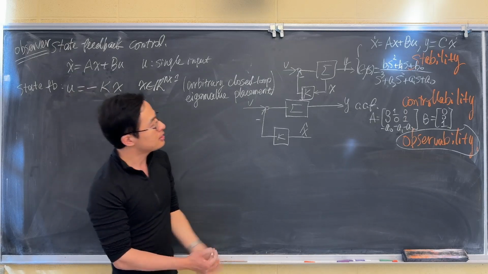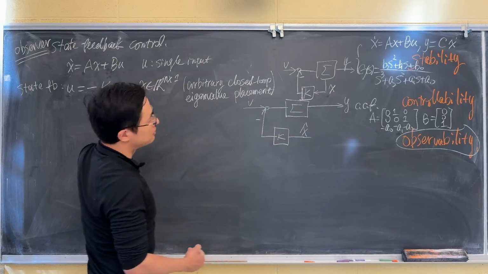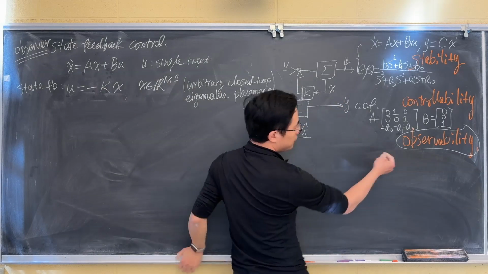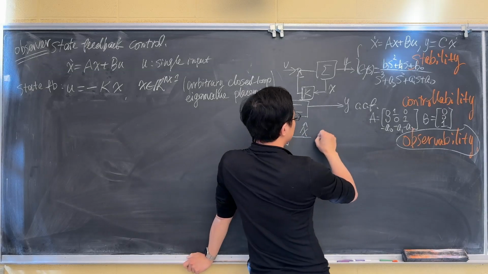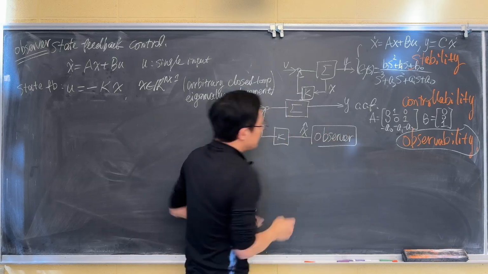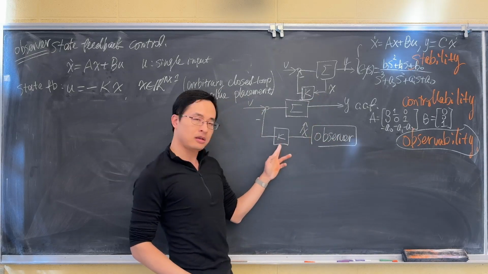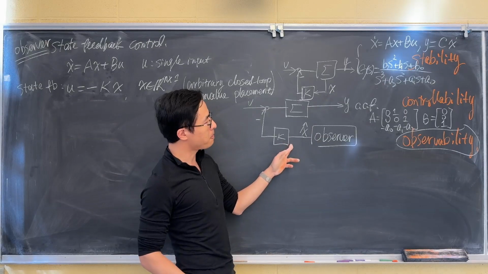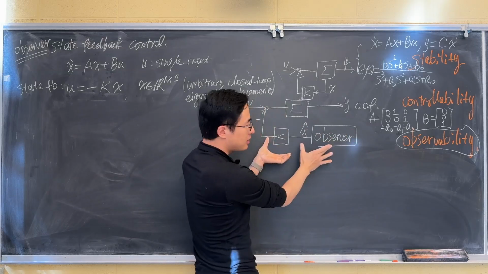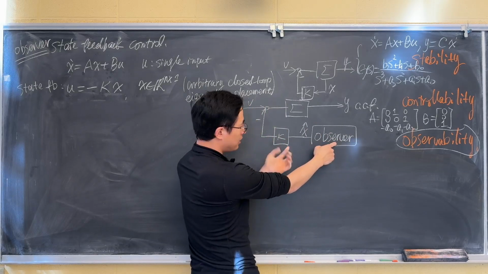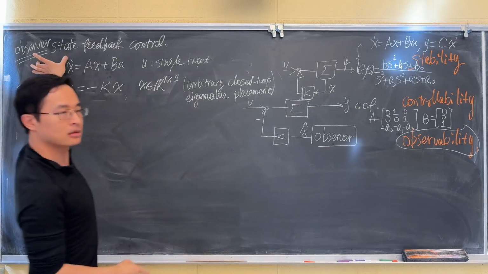And then if the state is not directly available, now we have talked about the concept that I can design something called an observer that gives you an estimate of the state X that you can use for your feedback control. And that entire thing integrated together becomes observer state feedback control. So that's the topic here.